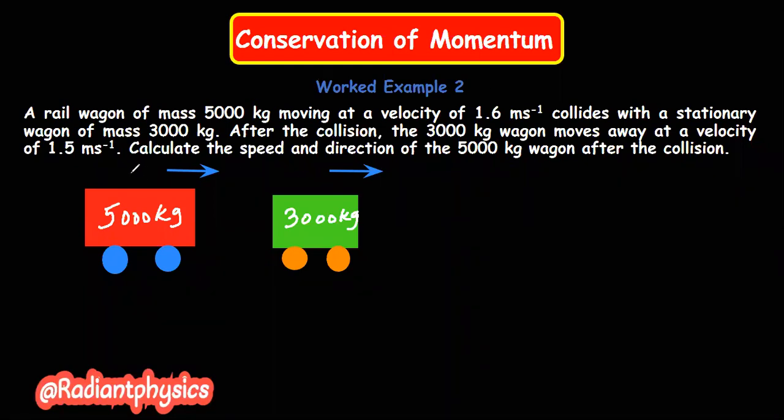So our initial velocity is 1.6 meter per second, and this one is having an initial velocity of 0, but final velocity is given as 1.5 meter per second. Okay, right. So we can also write out the full data. So the final velocity here, we don't know. It's not given. So calculate the speed and direction of the 5,000 kilogram wagon after the collision.